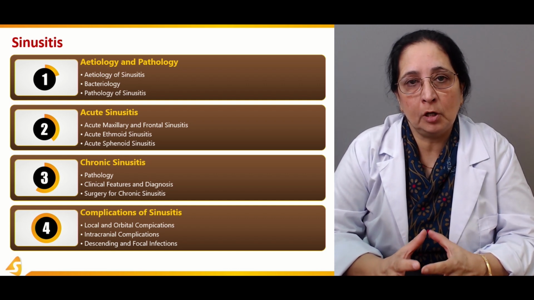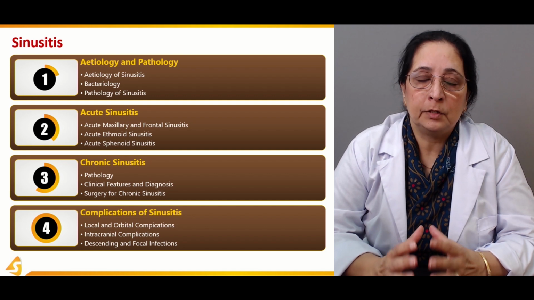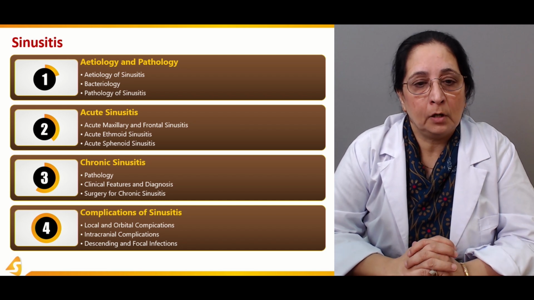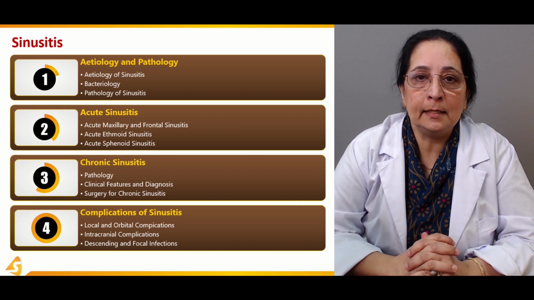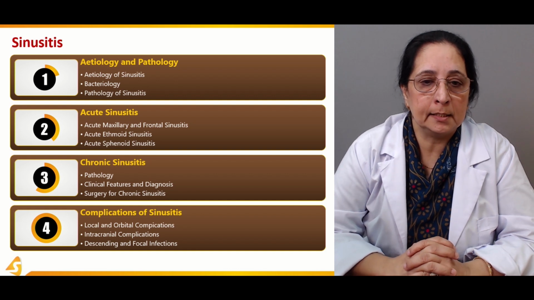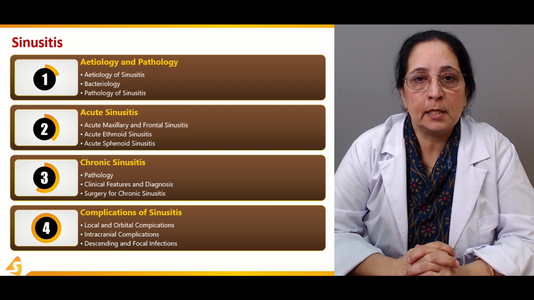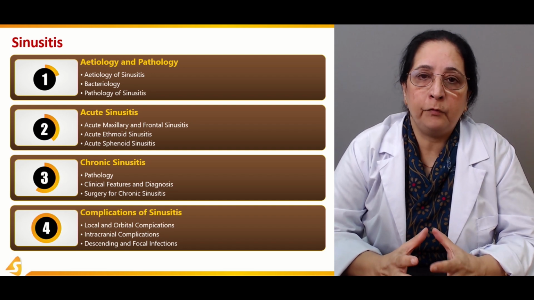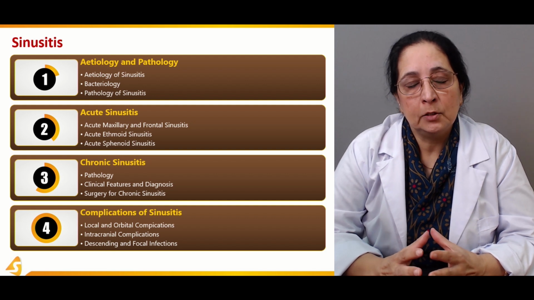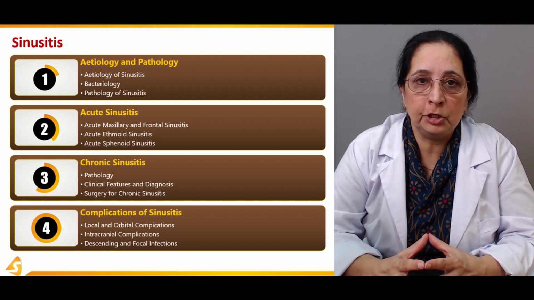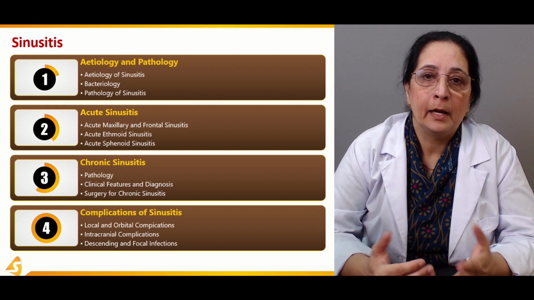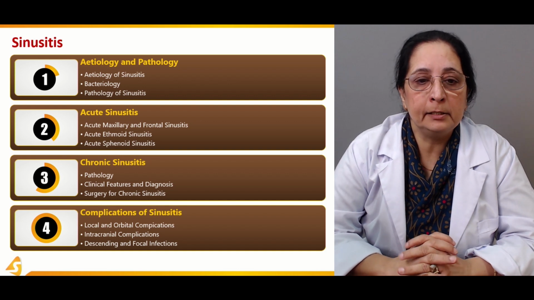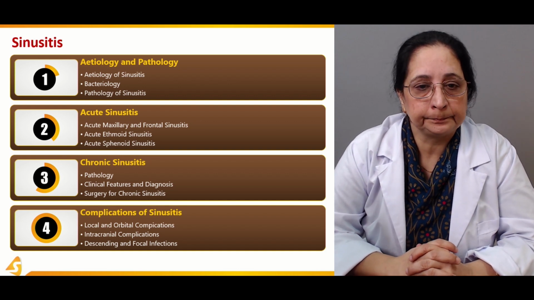Then in the second section, we will talk about acute sinusitis. Acute is the short duration, short term. So sinusitis that is short term in onset. We will talk about the acute maxillary and frontal sinusitis, acute ethmoid sinusitis, and acute sphenoid sinusitis. These are 4 paranasal sinuses. So when there is acute infection of these 4 sinuses, how they present and how we can diagnose and treat, we will discuss this in the second section.